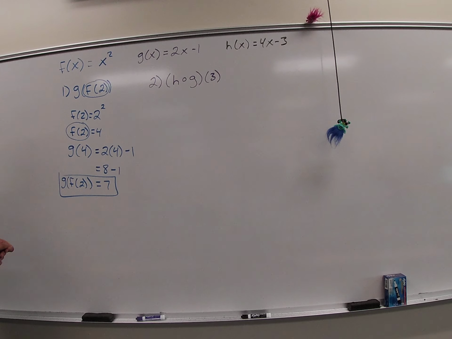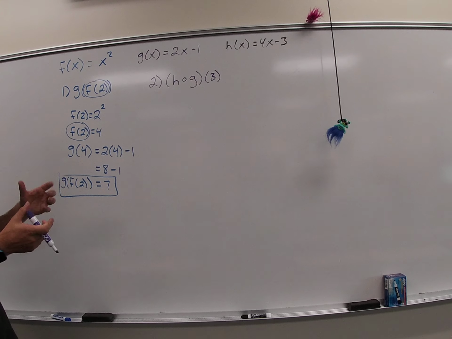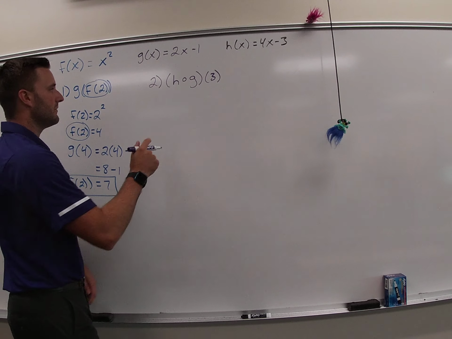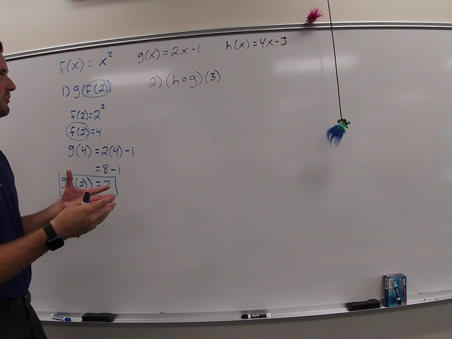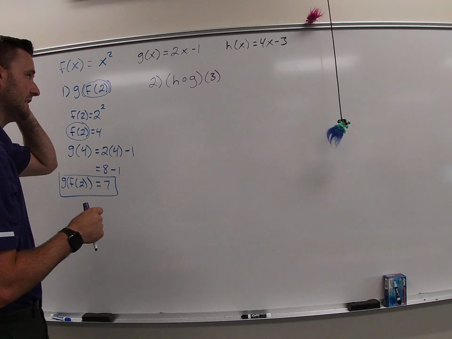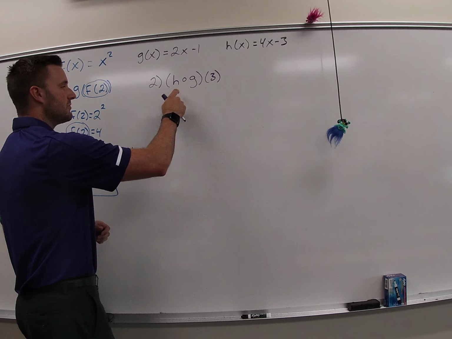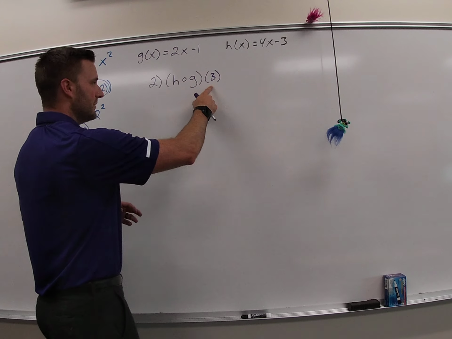Let's do one more. It's going to be the exact same way of solving, but the format is a little different. This little open circle is not a 0, and it's not multiplication. If it were a small dot, that's how you'd know it represents multiplication. Because it's an open circle, this is read h of g of 3.